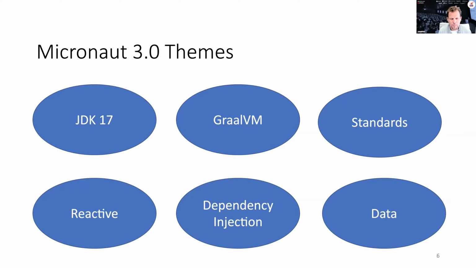So Micronaut Data has seen significant improvements amongst many other features that were added to it, including support for things like optimistic locking, and better support for batch updates, batch inserts, batch deletes, etc. So a lot of different features went into the Micronaut 3 release of Micronaut Data.